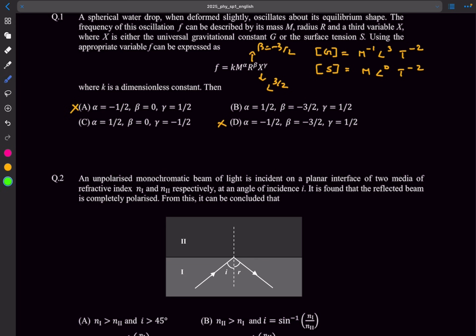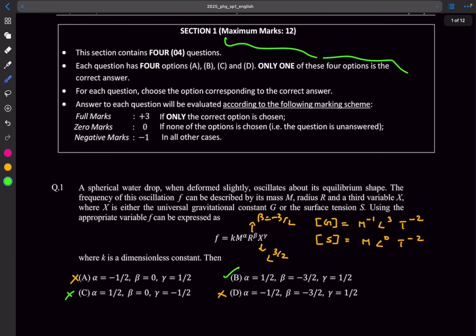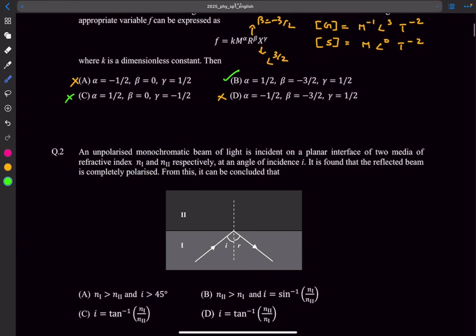So the B option looks correct. In C option, if x has the dimension of the surface tension, the dimension does not depend on the length, which means beta is 0 in this case. And for the mass dimension, we have a power raised to half, so alpha needs to be -half, so C option would be wrong. Also this is a single correct anyway, so the answer to this will be B.